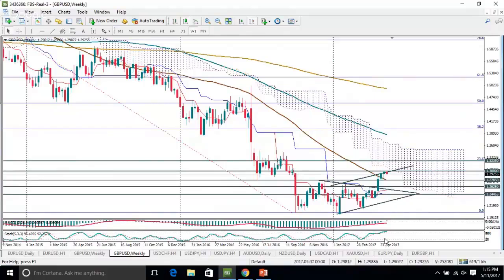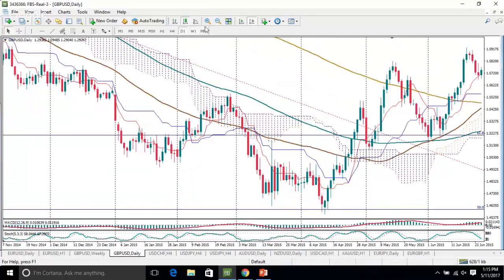In addition, the stochastics indicator is in the overbought area, so it also means that the bullish momentum is kind of declining here in GBPUSD, and the weekly lines of the Ichimoku indicator, the red line and the blue line, are more or less horizontal. So another sign that momentum to the upside is not really strong.